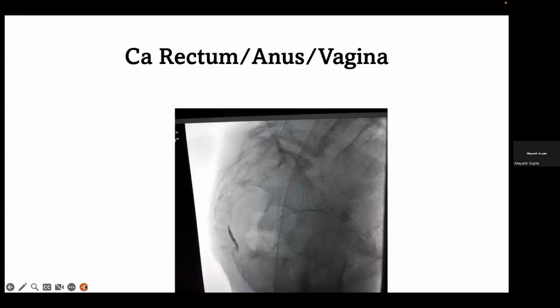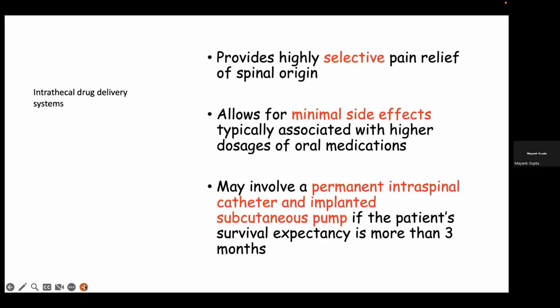For perianal and anal pain, we can go for ganglion impar block. The ganglion impar is the last ganglion in the sympathetic chain. You can go through the sacrococcygeal junction, again fluoroscopic guided, and you see the comma shaped image of your contrast, and you inject your local anesthetic or alcohol at this place.